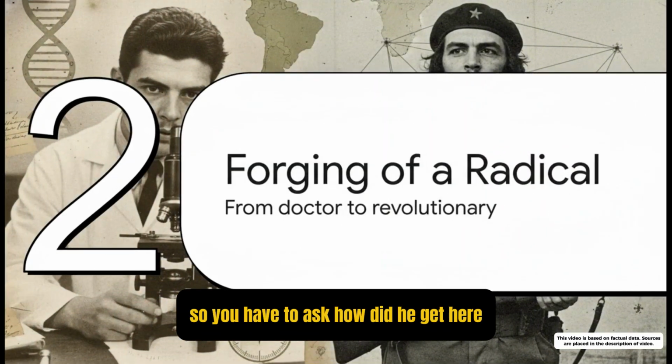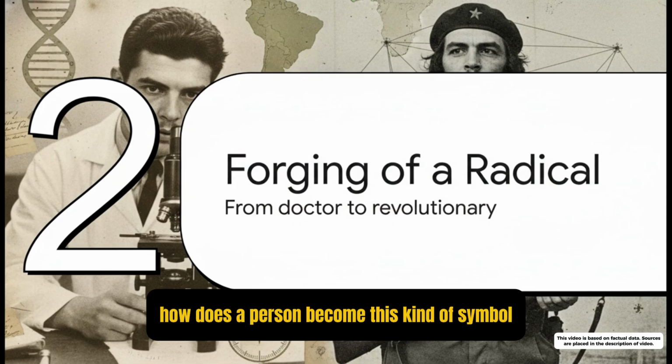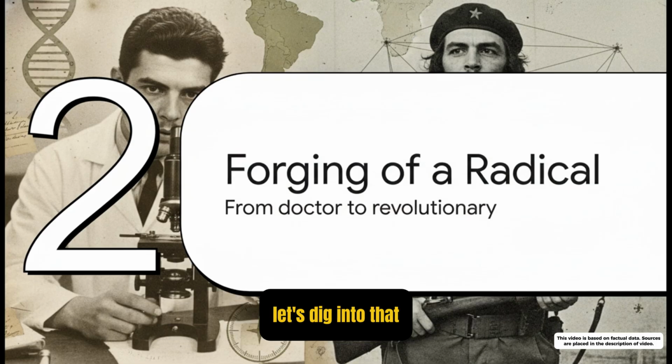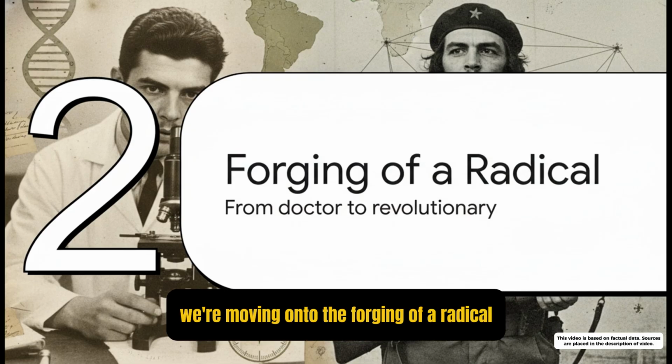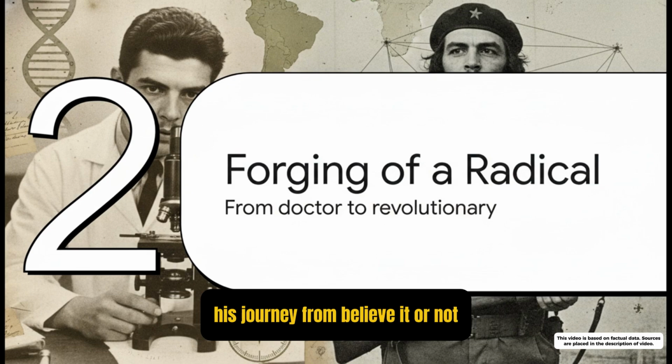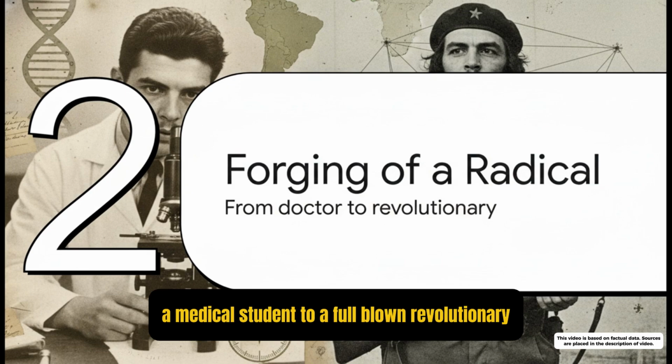So you have to ask, how did he get here? How does a person become this kind of symbol? Let's dig into that. We're moving on to the forging of a radical, his journey from, believe it or not, a medical student to a full-blown revolutionary.